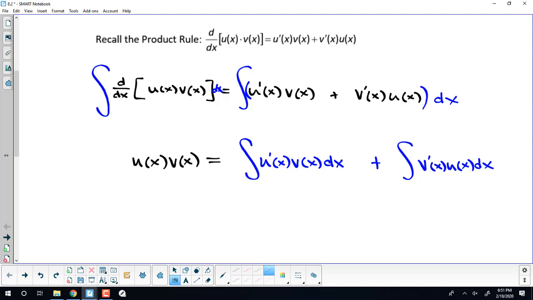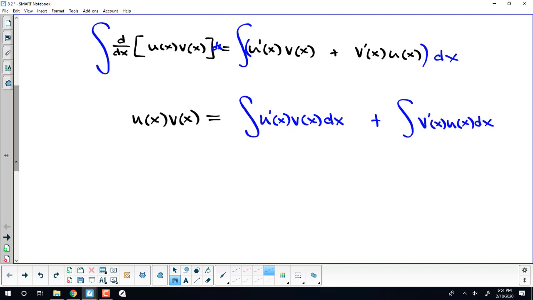Everybody okay with that? Hopefully you follow. You don't need to remember this. I'm just trying to show you where the formula comes from. But hopefully you follow this. This u prime is actually the different notation, derivative of u with respect to x. Same thing for the v prime. This v prime is actually the derivative of v with respect to x.